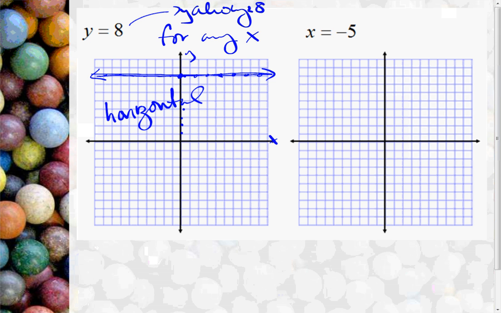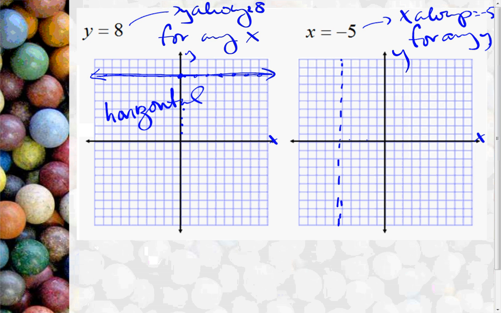This one's going to be vertical. But again, x always equals negative 5 for any y. So go over here. There's x equals negative 5. Any value. Those are all x equals negative 5.